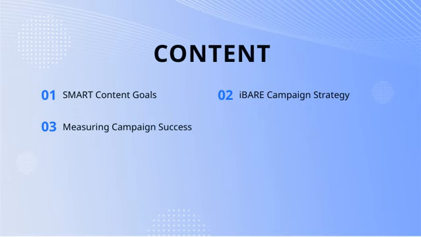Next, we need to focus on measuring campaign success. This involves setting up the right metrics and tools to track our progress and ensure we're on the right path. Together, these elements help us stay focused, accountable, and adaptable throughout the campaign. They connect directly to our overall theme of creating impactful, data-driven content strategies that deliver results.